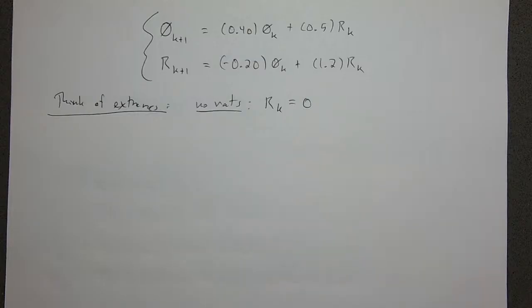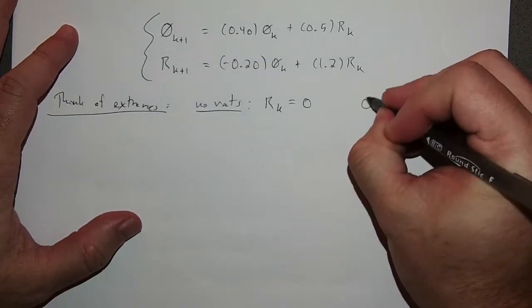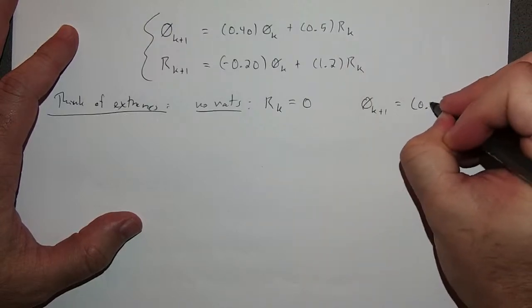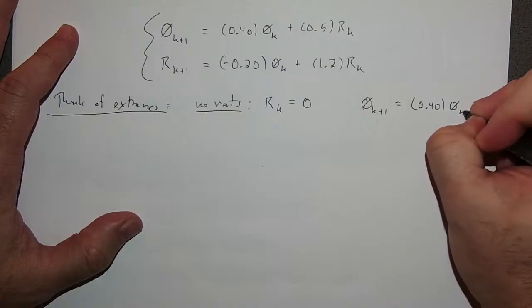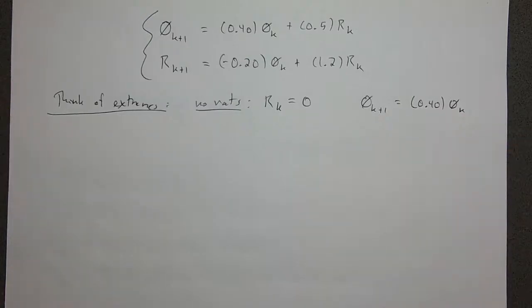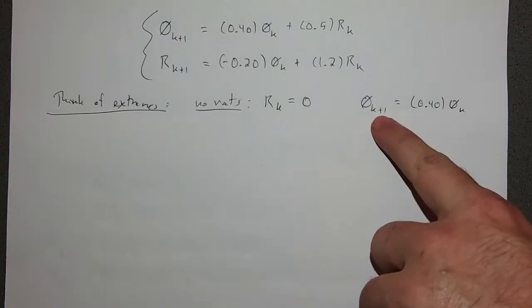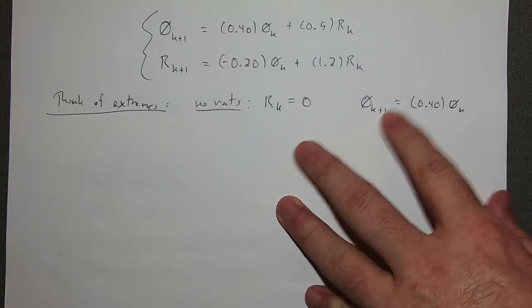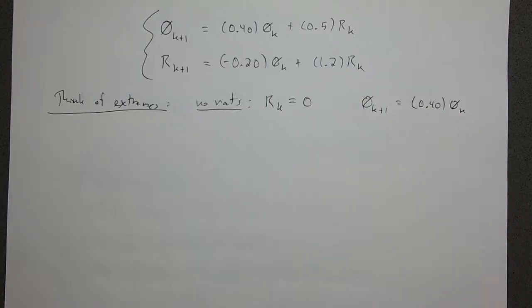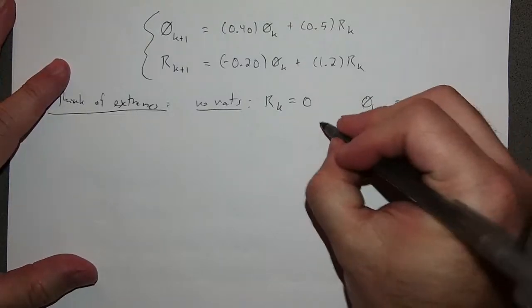If R sub k is 0, then this means that at each time step, what is happening to the owls? There are no rats. Then at each time step, the update is 0.4 times the previous number of owls. Right? So in the k plus first month, this is 0.4 times the previous month's total number of owls. This means that only 40% of the owls survived the month, right?